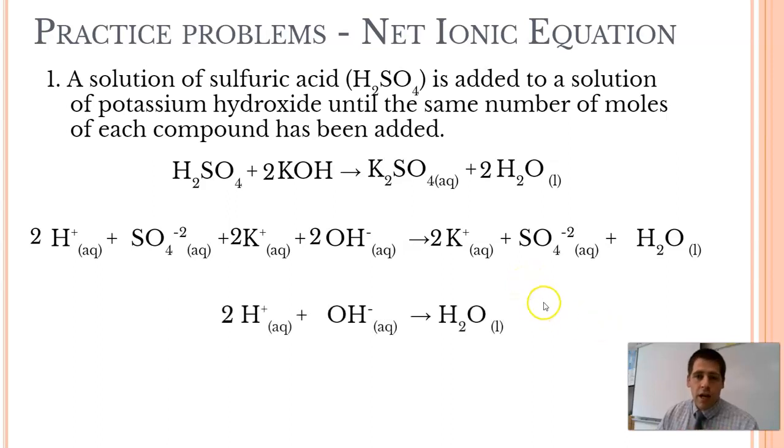Now, what's truly going on is just the formation of the water, right? Notice that potassium is floating around after the reaction. It was floating around before the reaction. Sulfate is floating around before the reaction and after the reaction. These are the spectator ions. You would cross them out and get down to your net ionic equation.